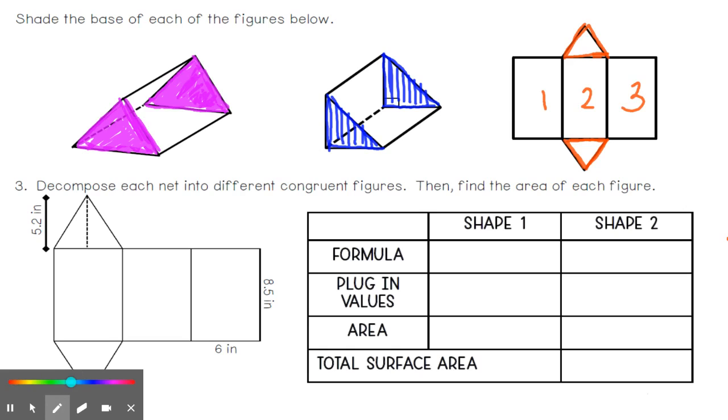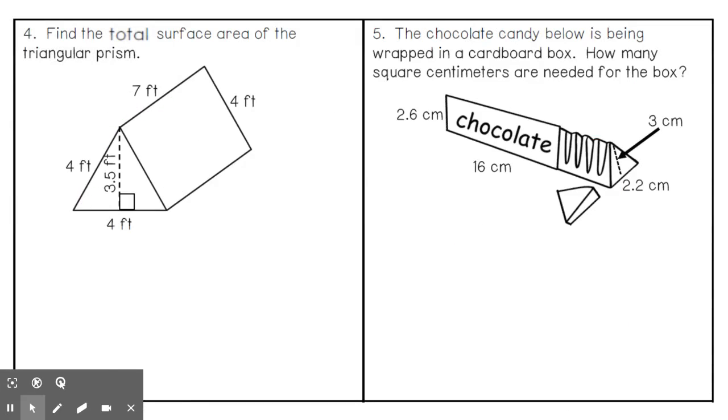At the bottom of this, it says decompose each net into different congruent figures, then find the area of each shape. And then I have a couple of examples for us to work. So number 4 says find the total surface area of the triangular prism. Okay, so the first thing you can remember is that a triangular prism has 2 triangular bases. Okay, so the area of a triangle is base times height divided by 2.